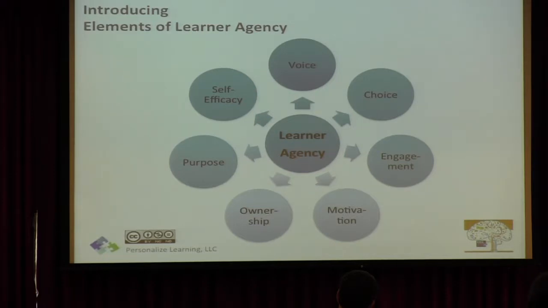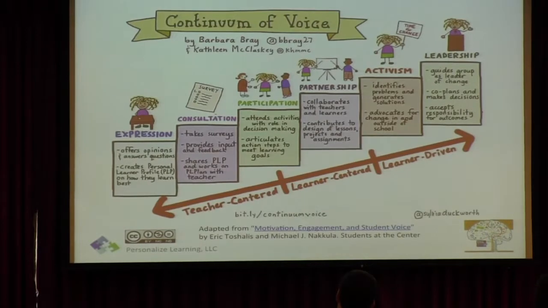Let's take a look at voice, choice, and engagement. Then we're going to look at the continuums in each one of those, okay? Because we need to be thinking about what this looks like. What does voice look like? This is the first one.